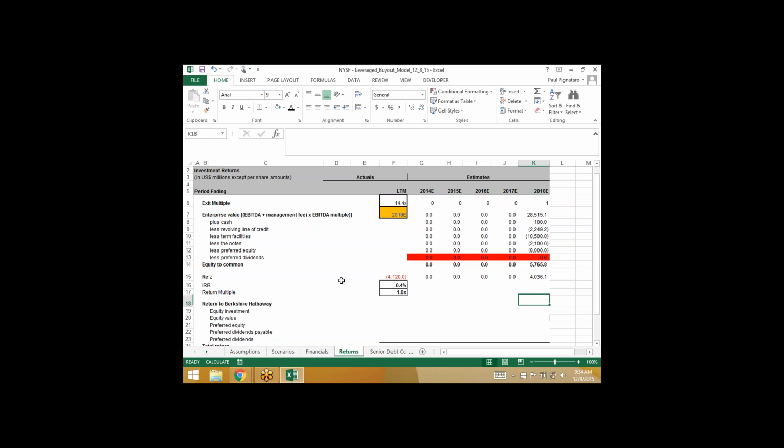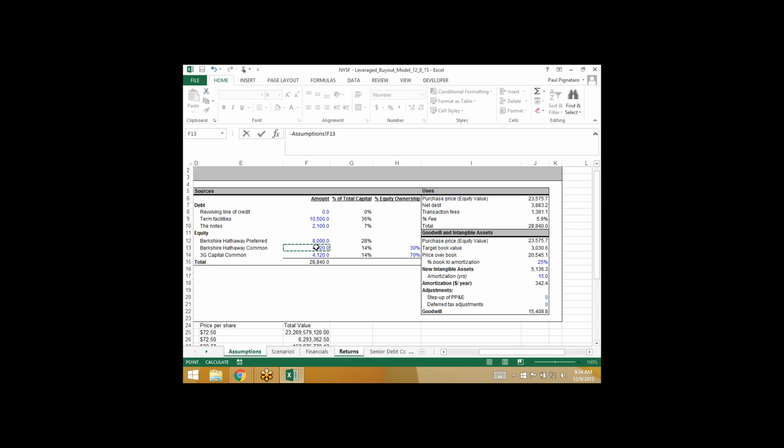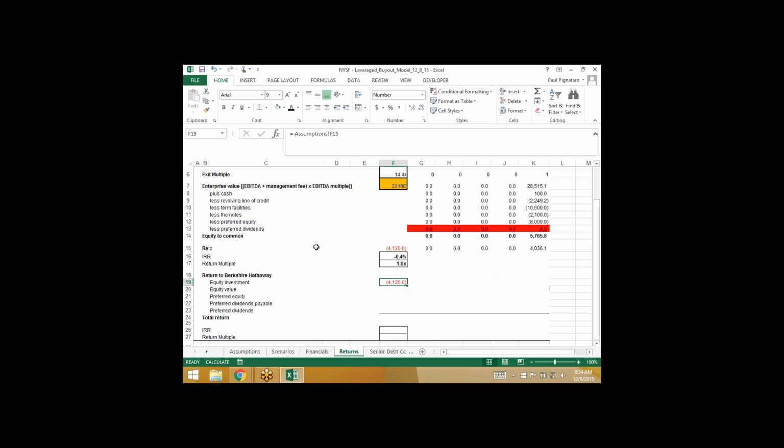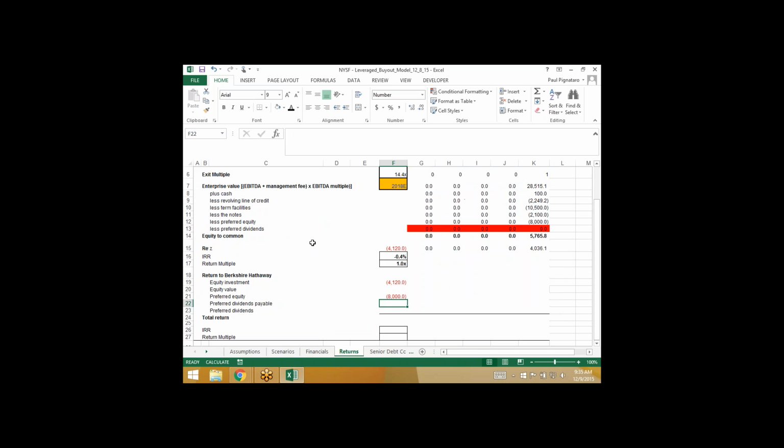Okay? All right. Now let's figure out what Warren Buffett's returns are. So I want to see, first of all, his equity investment. I'm going to put his equity investment in negative assumptions. 4.12 is his equity investment. Minus preferred equity. He puts his preferred equity in, 8 billion. So a total of, I'm going to sum this up, he's putting in 12,120, right?